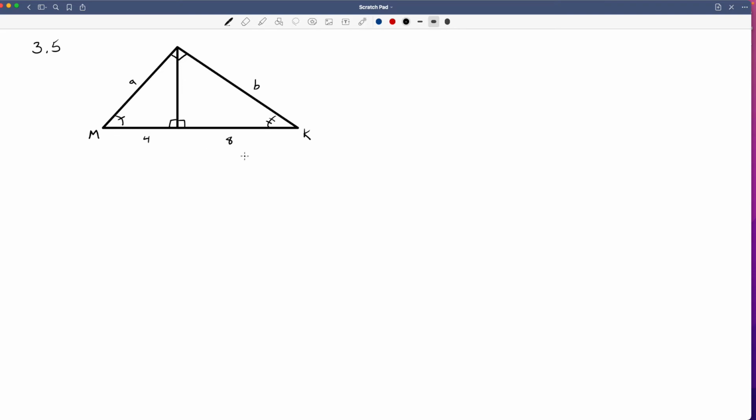So what I would like to do to kind of make this a little bit easier on the brain is to draw these separated. So I'm going to do that now. This is the big one, and this is M, and this is K, and 4 plus 8 is 12. This is angle A, and this is line segment A and line segment B.